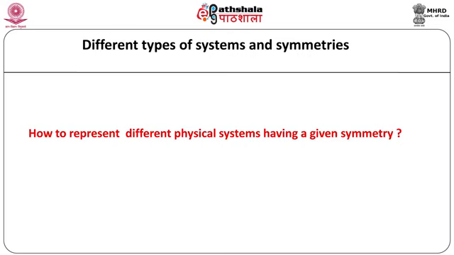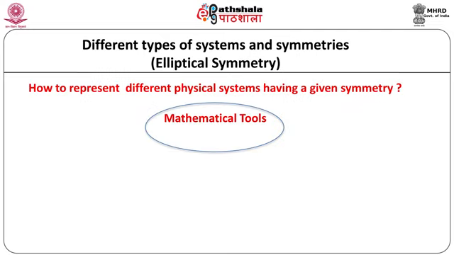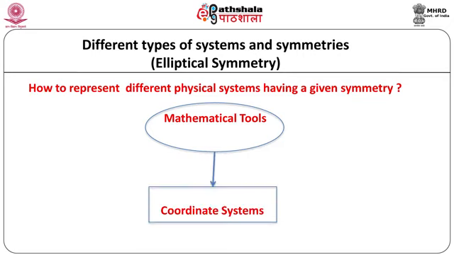So far, we have seen examples of different types of systems and symmetries. The question now arises is that of representing different physical systems having a given symmetry. Can we think of a mathematical tool for this? The answer is yes. For numerical or graphical representation and analysis, we can think of a mathematical tool called coordinate system. Obviously, one may ask the question, what is a coordinate system? A smart way of answering is, it is a system of coordinates.